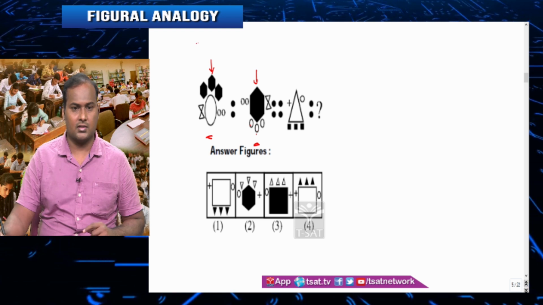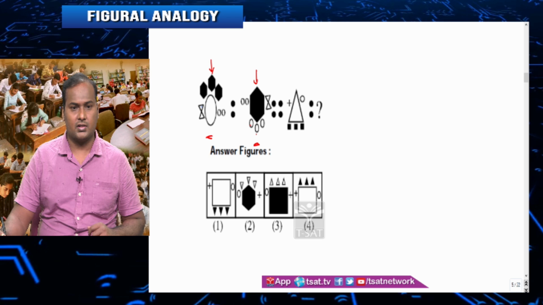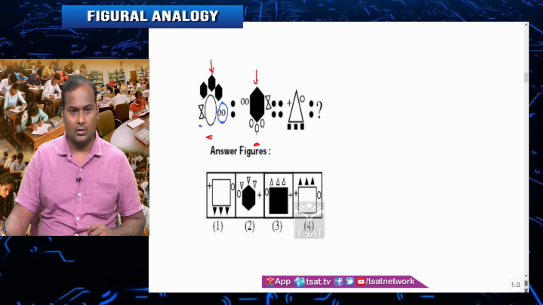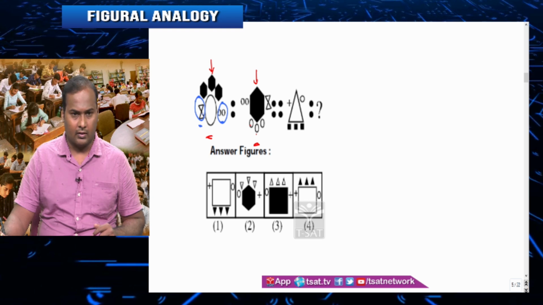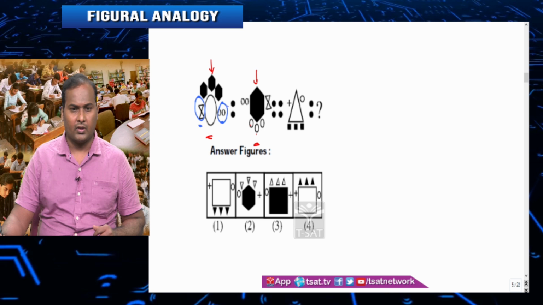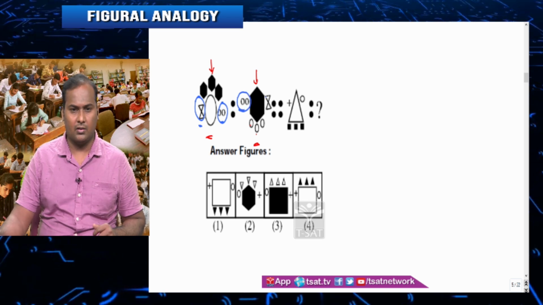That is one change. What is the change? Top and bottom. What is the next change? The next change is right side and left side. You can see here, on the left side you are having a figure, on the right side you are having two circles. Is there any change? Yes, the circles have also changed their position.